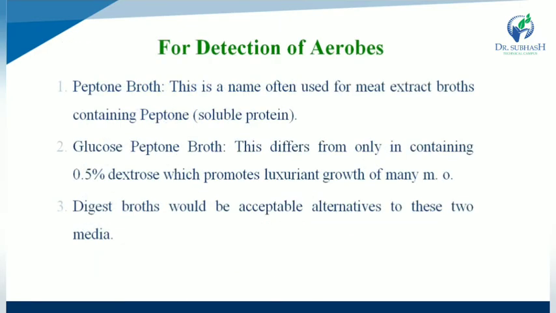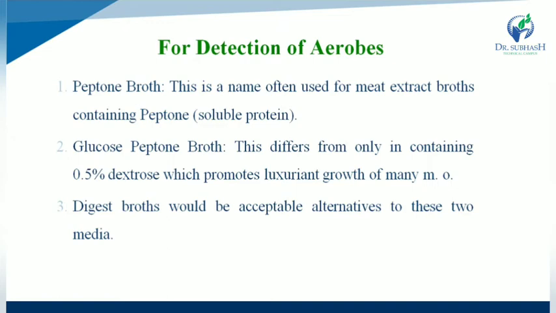First, for detection of aerobes, peptone broth. This is a name often used for a meat extract broth which contains peptone. So peptone broth, according to its name, is a meat extract broth which contains peptone, and peptone is a type of soluble protein. Second one is glucose peptone broth. This differs only in containing 0.5% dextrose, which promotes luxuriant growth of many microorganisms.